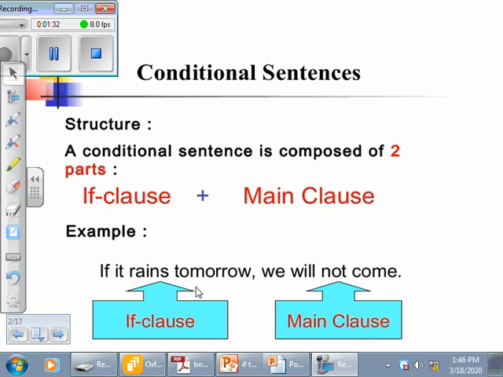For example, if it rains tomorrow, I started with the if clause. We will not come. This is the main clause. So that's why I put a comma. But when I say, we will not come if it rains tomorrow, I'm not going to put a comma.